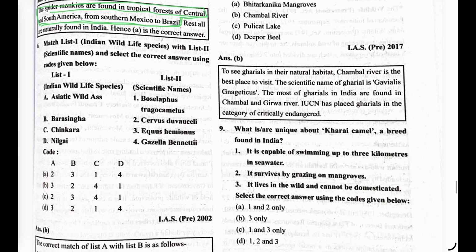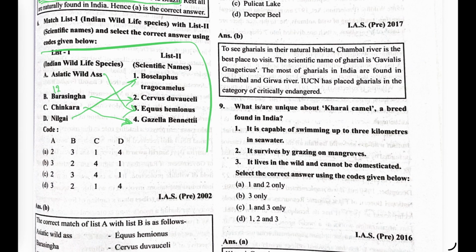Match this Asiatic wildlife with its scientific name: Equus hemionus, barasingha, Cervus duvaucelii, and chinkara, that is Gazella bennettii, scientific name. What is this? Nilgai. What is the scientific name of nilgai? That is Boselaphus tragocamelus. So this is a rarely asked question, the scientific names of various wildlife species.